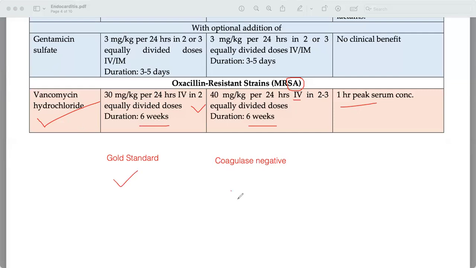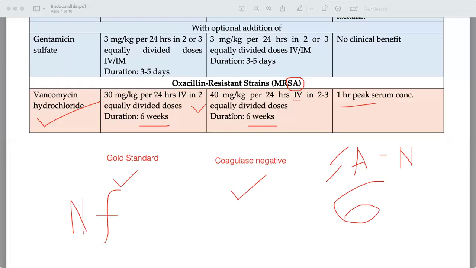So these are the drug therapy for Staphylococcus, the Staphylococcus aureus SA, and if it is native valve endocarditis, NVE, then we need to remember the duration of therapy is 6 weeks. The drug of choice, as we saw, is nafcillin or oxacillin, and if there is any resistance, then we need to go for vancomycin.